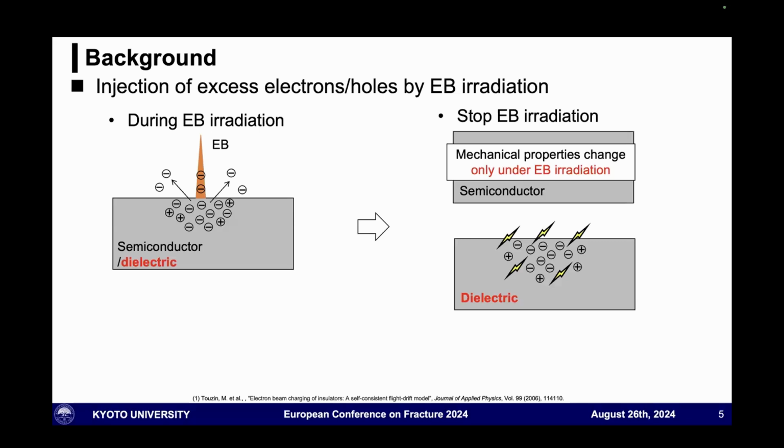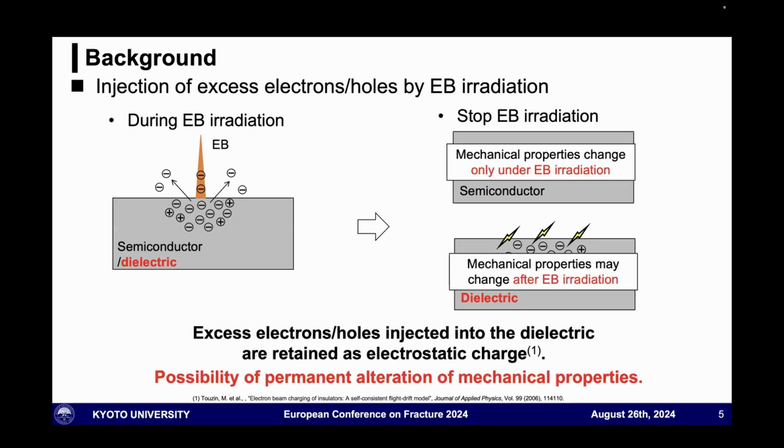On the other hand, for insulators, when EB irradiation is stopped, excess electrons and holes remain as electrostatic charges. Therefore, mechanical properties may continue to change after EB irradiation. So this suggests EB irradiation potentially implies permanent alteration of mechanical properties.